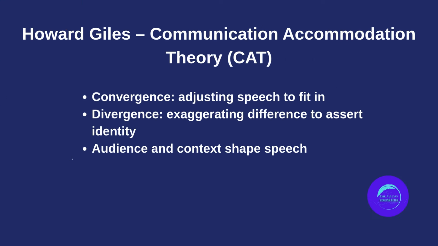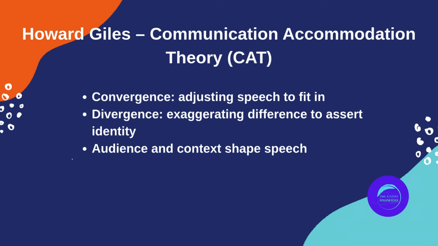Howard Giles proposed the communication accommodation theory. People adjust their speech in conversation depending on who they're talking to. Convergence means matching someone's speech style to show similarity or approval. Divergence means exaggerating your difference to assert identity or resist authority. For example, someone might speak more formally in a job interview, but use slang with friends. This theory shows how people shape identity through context and audience.